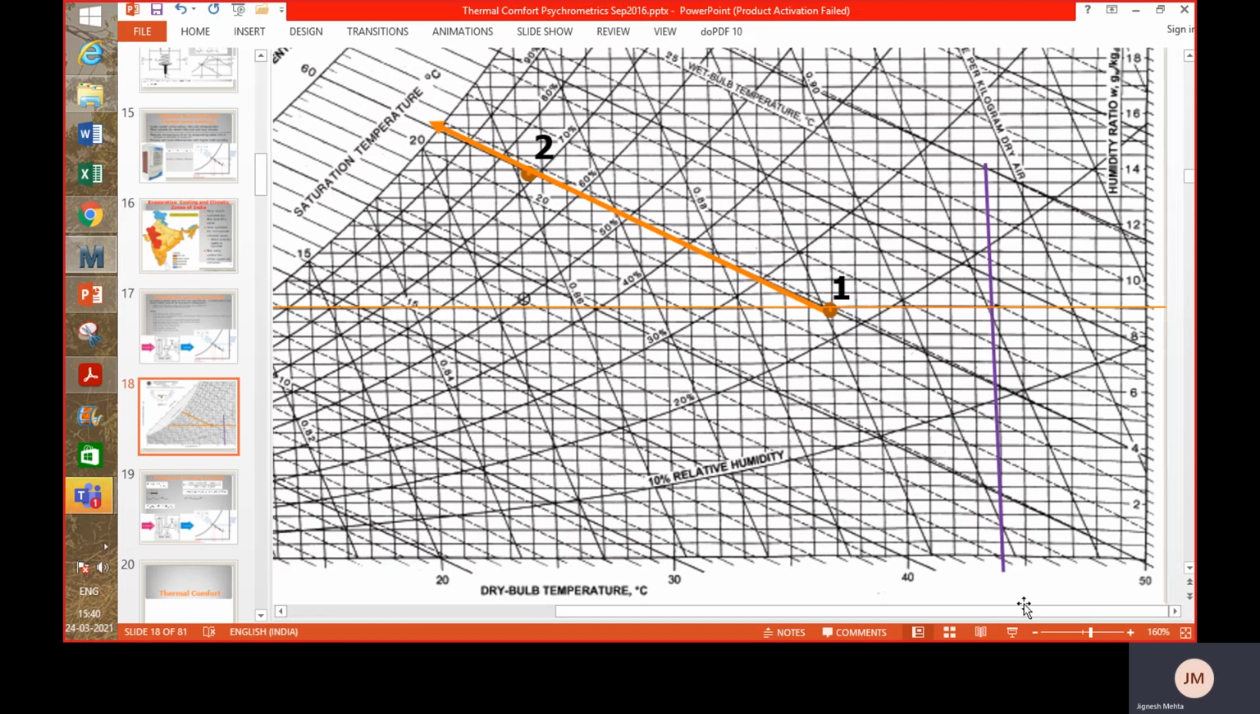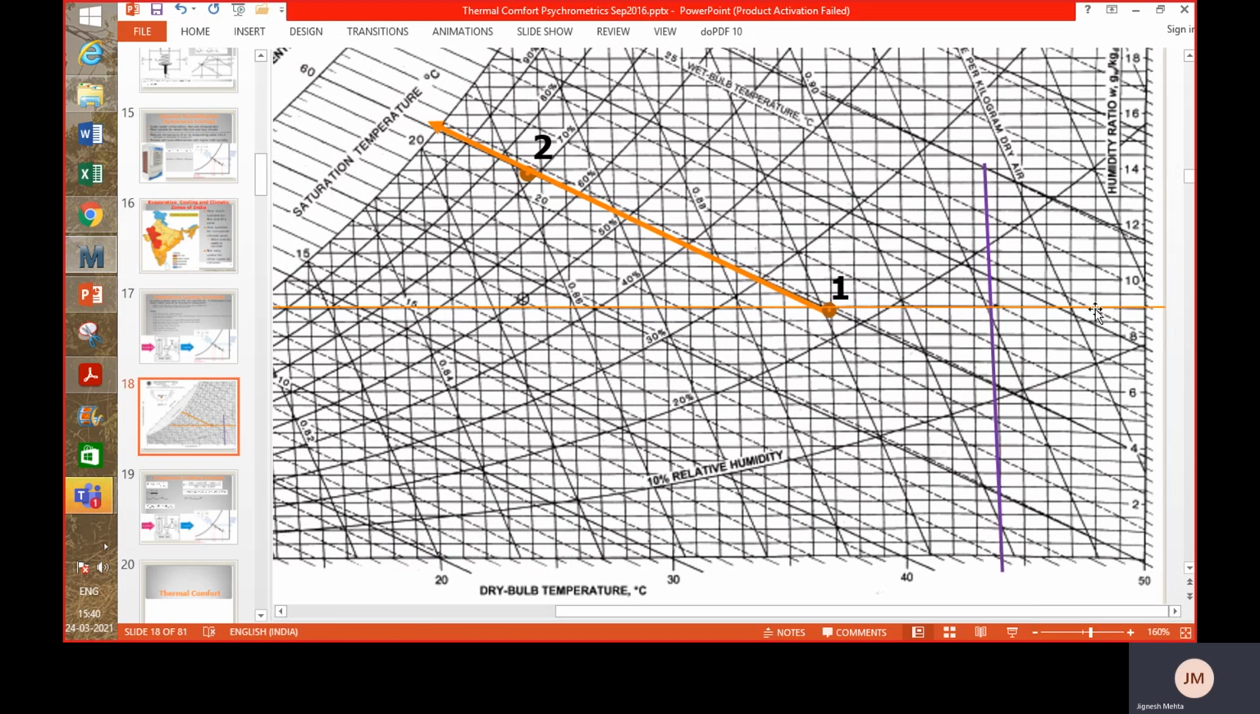So after finding W, you can draw this line for 9 grams, because W is 9 grams of water. And at the intersection of 37 degrees Celsius and 9 grams, you can put point 1, which is the inlet condition to the evaporative cooler. Now, when you are going for evaporative cooling or adiabatic humidification, the process moves along a constant wet bulb temperature line. So where it intersects the 100% RH line, you can drop a vertical line from that, and you can get the wet bulb temperature.